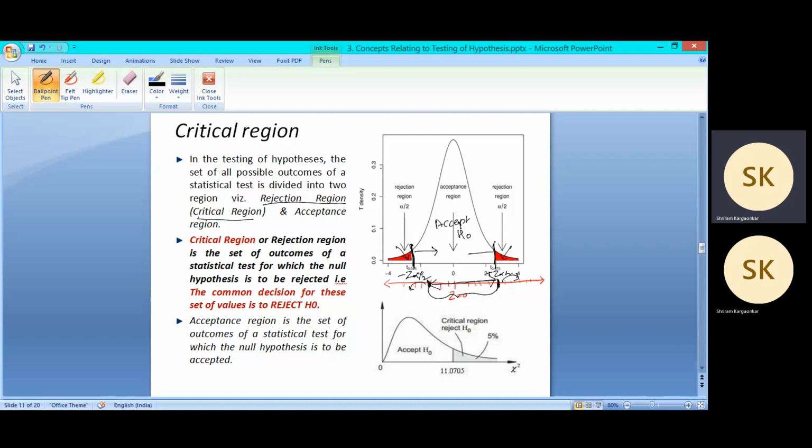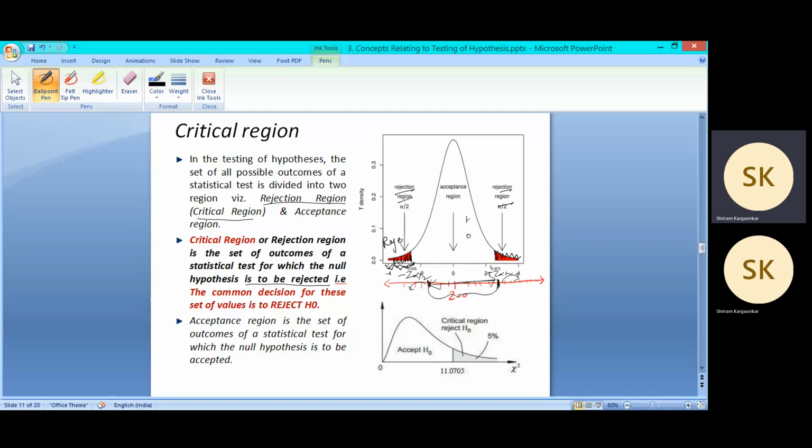So now test can be one-sided or two-sided. Let's go through the definition. Critical region or rejection region is a set of outcomes of a statistical test for which the null hypothesis is to be rejected. So this is the area I would like to show you again. I'm shading it. This is the rejection area. Wherever it is shaded with red, this is called the rejection area, and here H naught will be rejected.